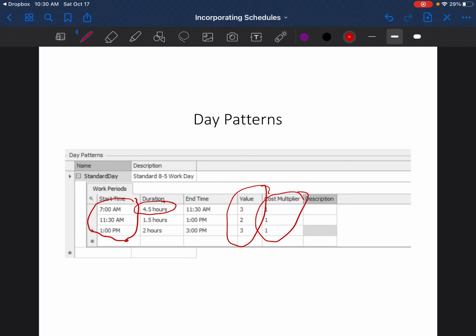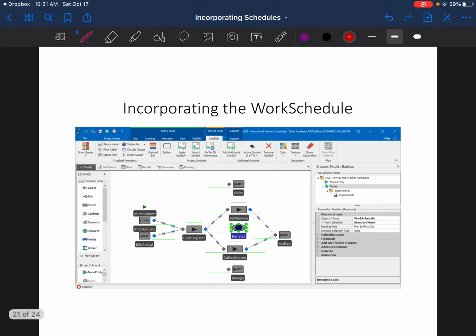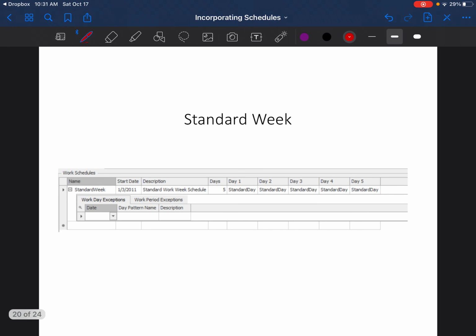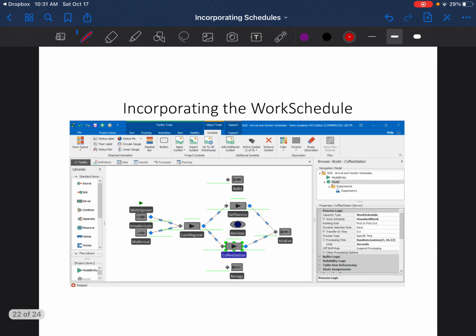Of course, we don't really care about cost multipliers in this particular model. You will, of course, in your barbecue pit model. Here we don't. Okay, and now we have our standard week. So now we have a schedule. So now we can go back here and we just click on standard week, right? That's the name of this table. And so for the work schedule, in this field, that's what you have to type, and it'll auto-complete it. And that's how we incorporate that.